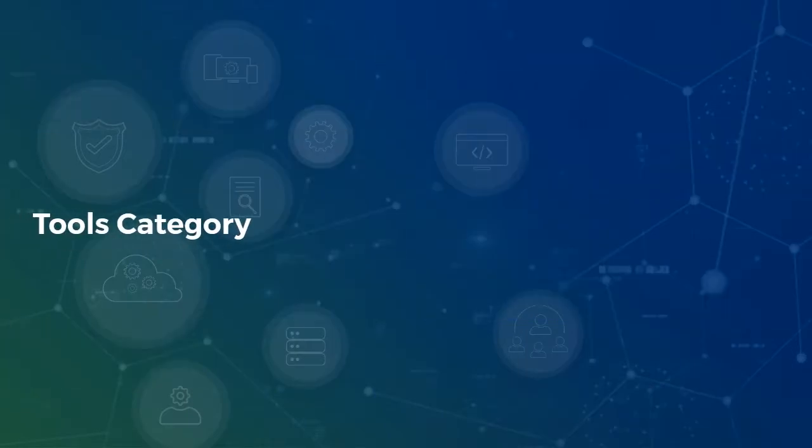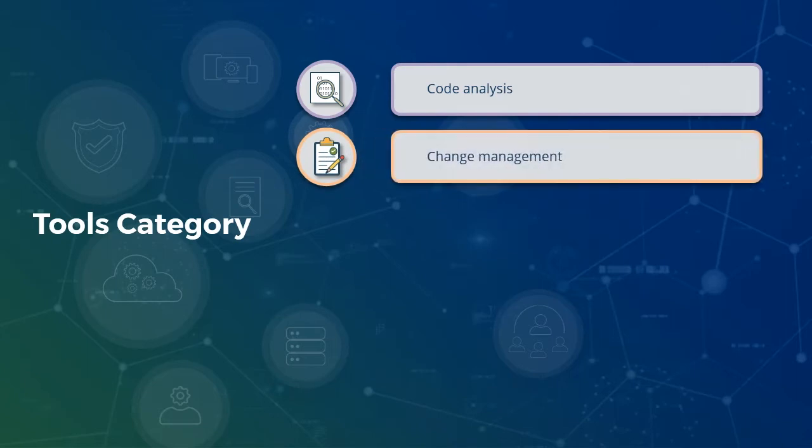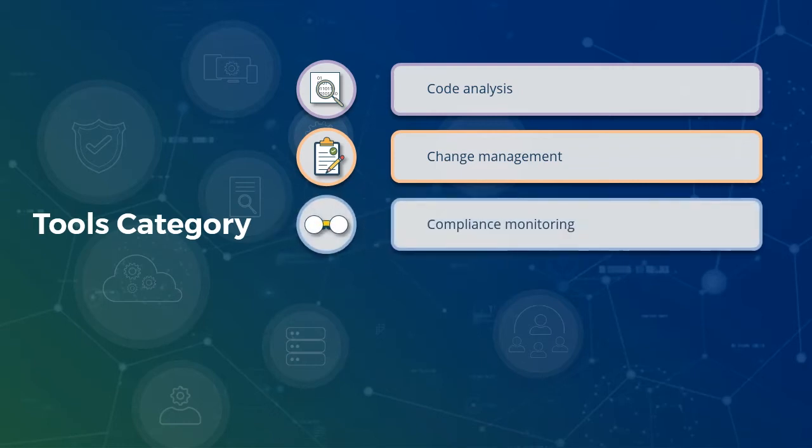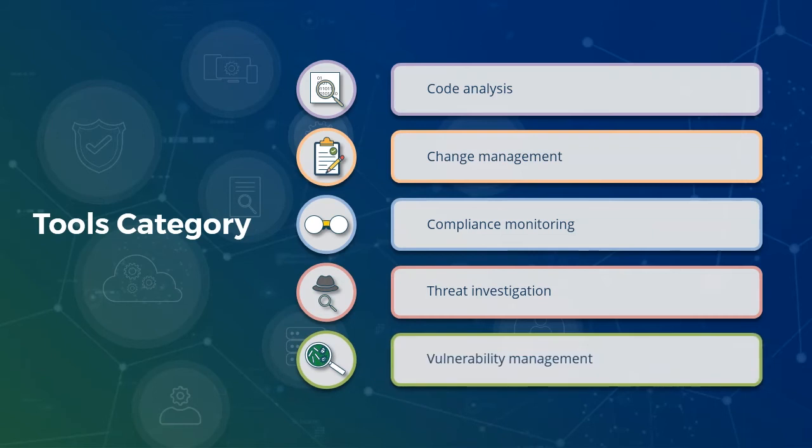Now let's try to categorize the tools that we will be using in DevOps pipeline, keeping in mind security. First tool is the code analysis tool. Security will be integrated in your code itself. Second is the change management tools, which are applied when you change any aspect of your application. Third is compliance monitoring. There are certain tools whose focus is always on compliances. Then we have threat investigation tool, and finally vulnerability management tools.